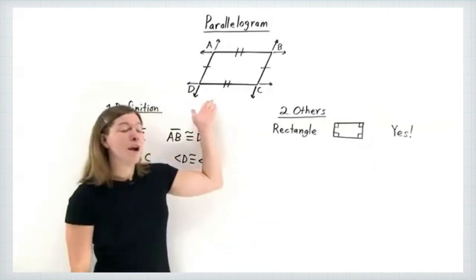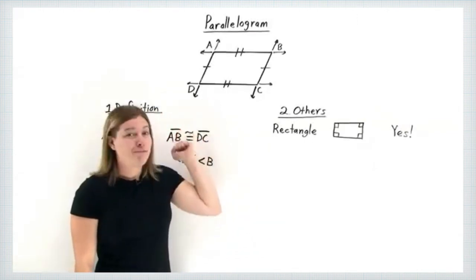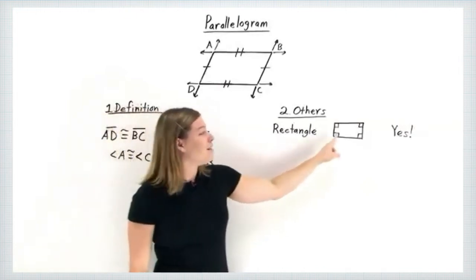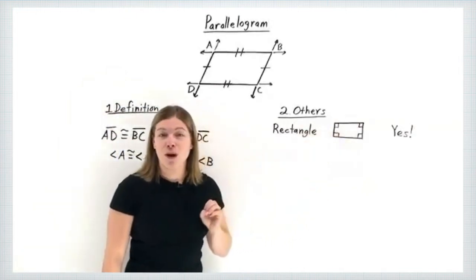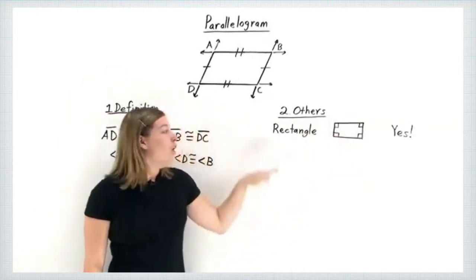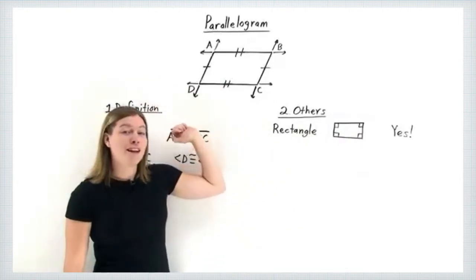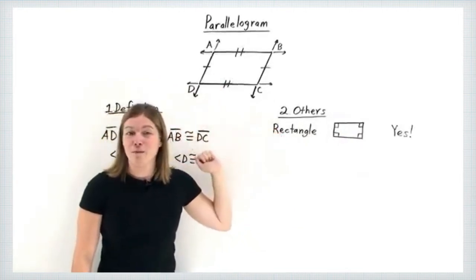Notice, this parallelogram written on the board is not a rectangle. It does not have four interior right angles. So, all rectangles can be called parallelograms, but not all parallelograms are called rectangles.